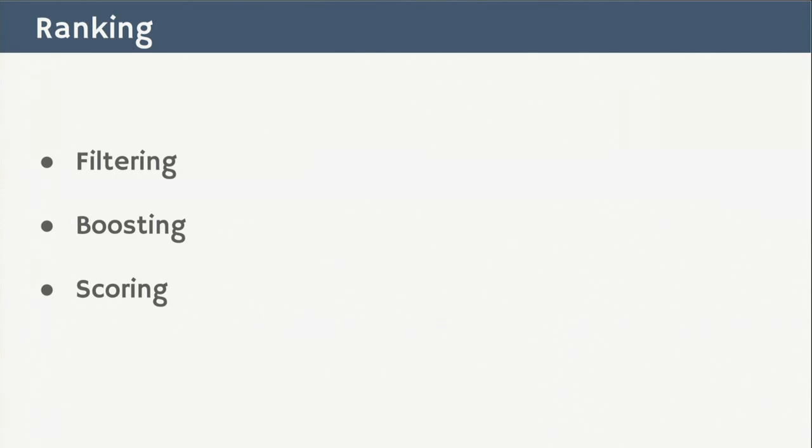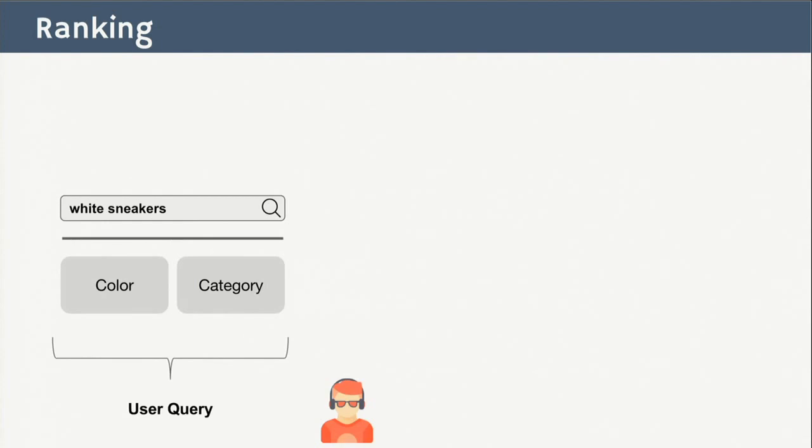So for Elasticsearch to rank, you have 3 different techniques to create a good result set. You have to do filtering, boosting, and scoring. And you have to combine the 3 together in a way that is relevant for your customer.